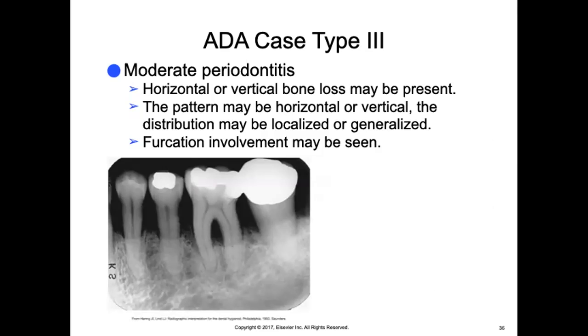Recession, furcation involvement areas, and slight mobility may also be present. So in these teeth, we may have some mobility. The teeth may actually be loose already because they're not very well anchored into the alveolar bone here anymore.